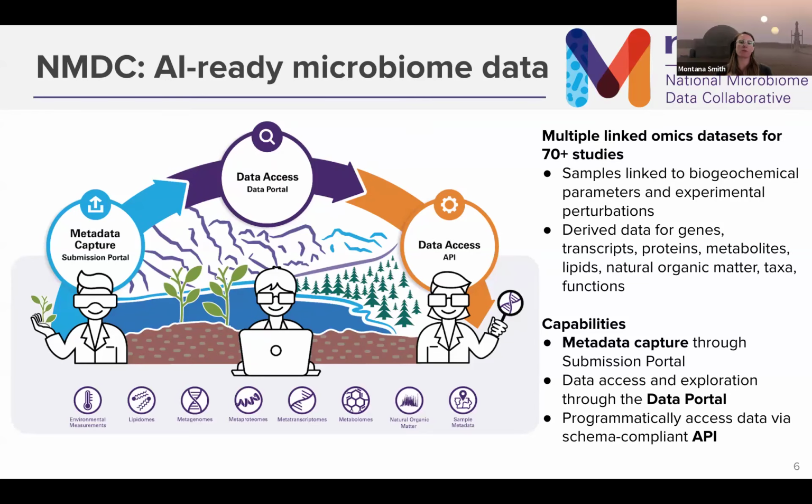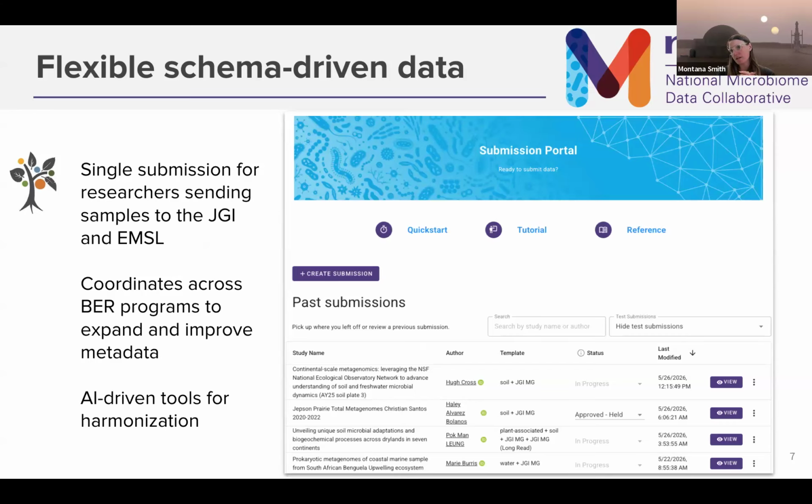The first step to simplifying metadata capture is to provide a one-stop shop so people don't have to get familiar with different standards, different submission methods, different systems. So NMDC is very tightly coordinated across BER programs to improve this process of metadata capture. And specifically, we work really closely with the JGI and EMSL to provide a single place for submission for researchers and for capturing that metadata.